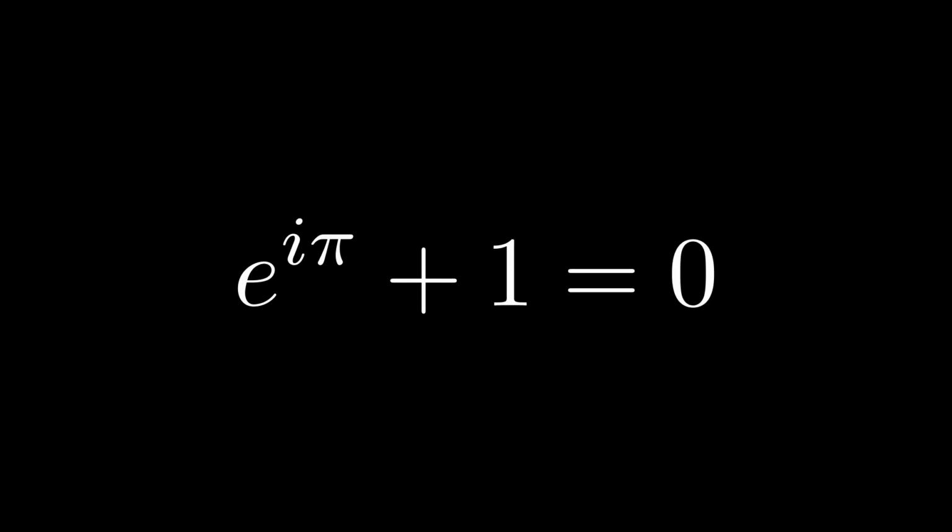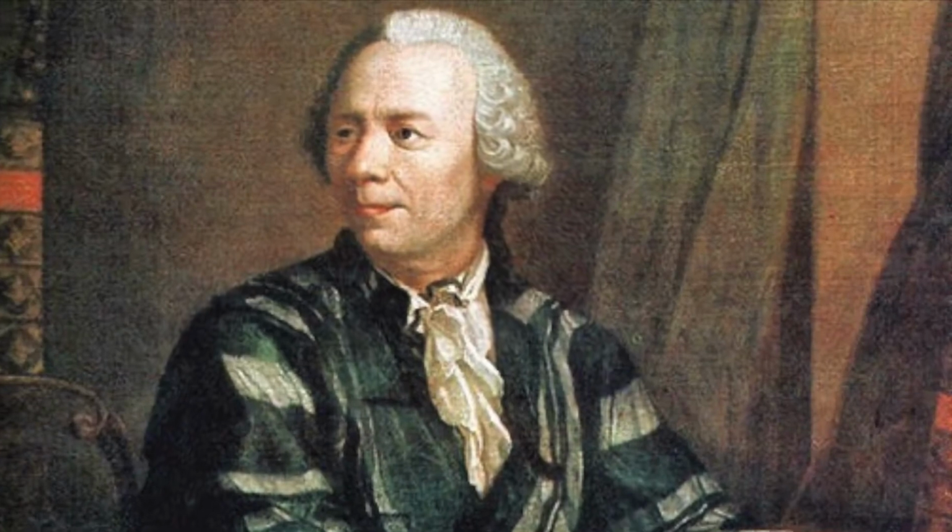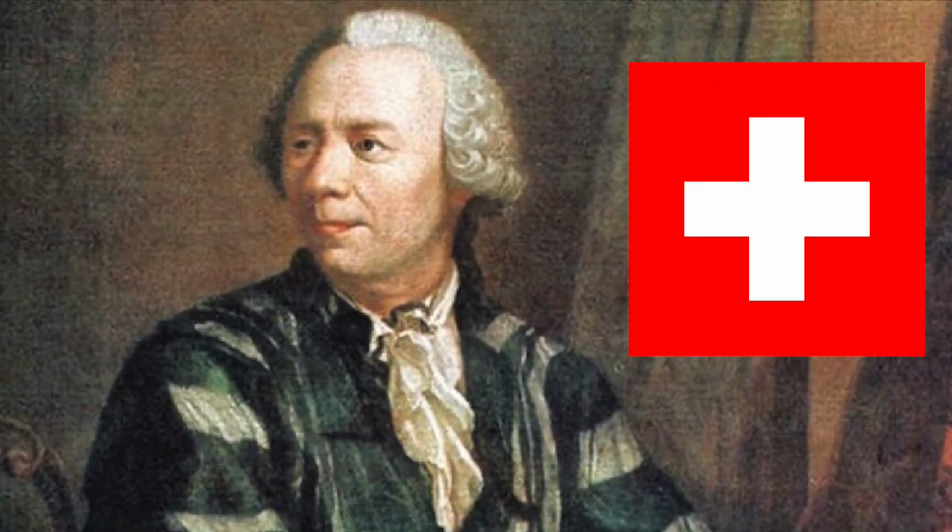Today, I will be talking about the most beautiful equation in all of mathematics, Euler's identity. But wait, who exactly was Euler? And why is this identity considered to be so beautiful? Leonhard Euler was a Swiss mathematician who was born in 1707.